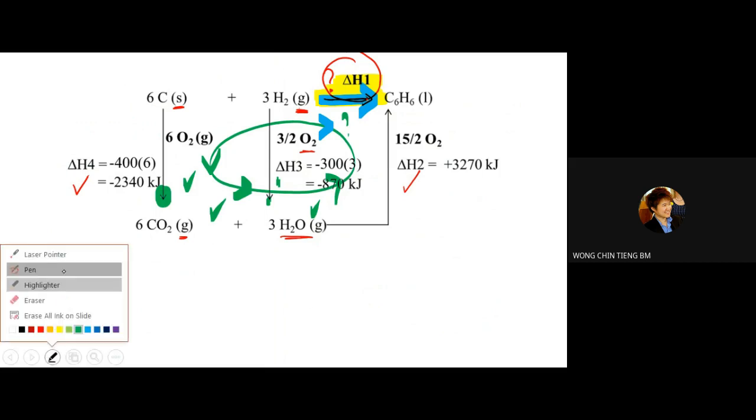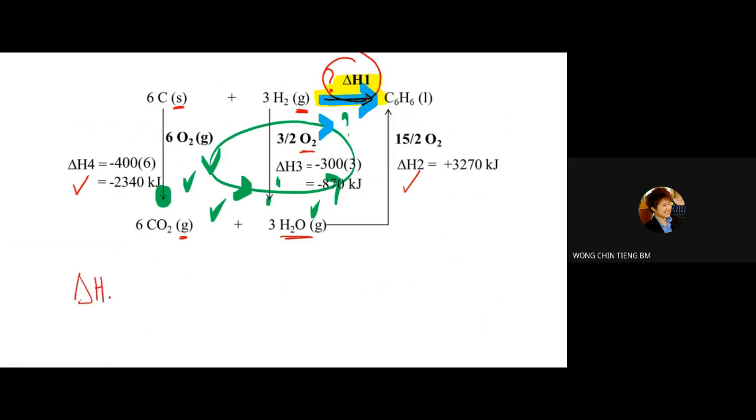That's why in here, mathematics wise, your delta H1 akan sama dengan semua yang bertentangan arah dengan dia hasil tambah. Nampak tak dia langgar? Okay, so your delta H1 akan sama dengan negative 2340. This one. Tambah dengan this one. Negative 870. Tambah dengan positive 3270. Vector. Alright, kat sini satu saya nak ajar. Product kena sama. So destination product saya sama.